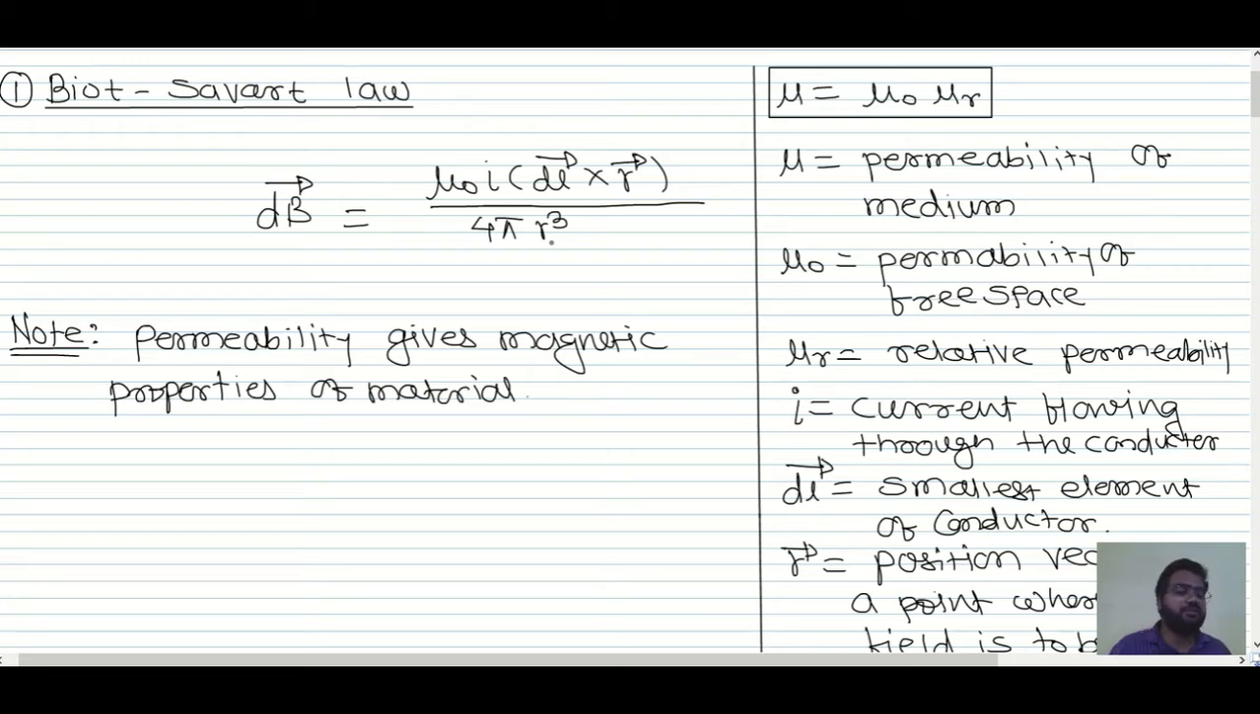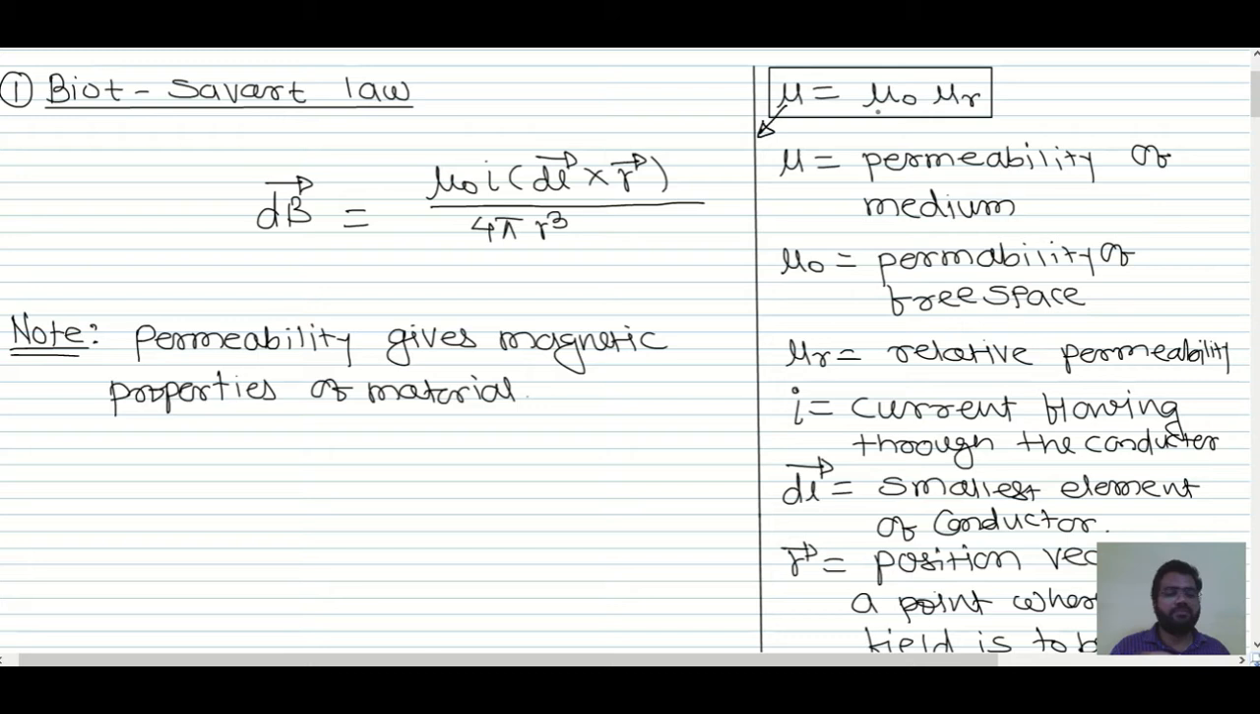So what is mu naught now? Mu naught is the permeability of free space. See, the same formula, if you take it in the other medium, that formula will become mu I dl bar cross r bar divided by 4 pi r cube. Mu is nothing but the permeability of medium. That medium's permeability we have mu, that is the permeability of medium, is equal to mu naught into mu r.